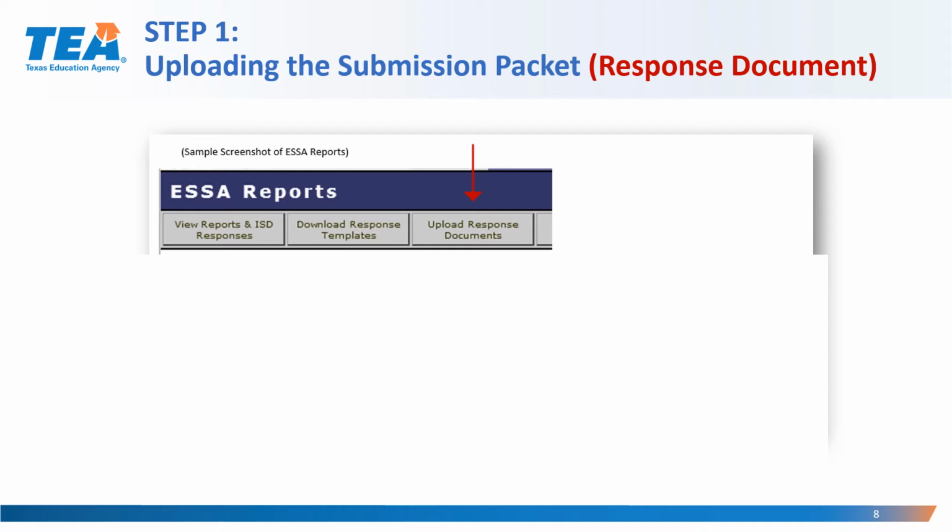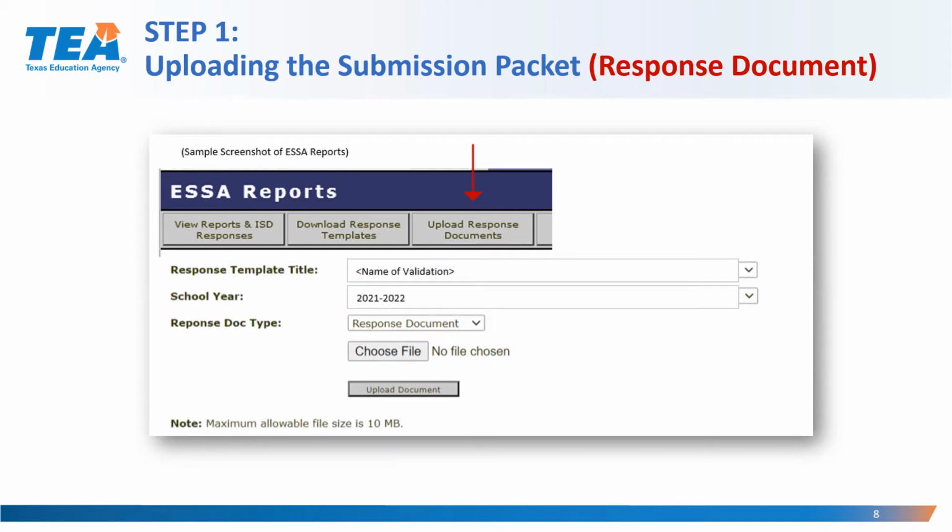To upload the submission packet, you will need to access the ESSA Reports application and locate the Upload Response Document button towards the top of the screen. Click on the Upload Response Documents from the menu so that the menu items can appear.